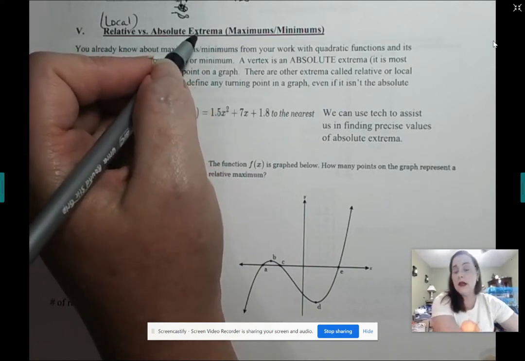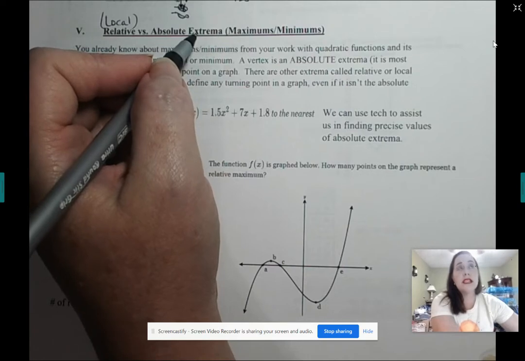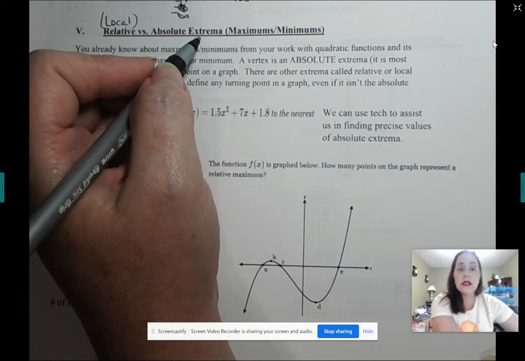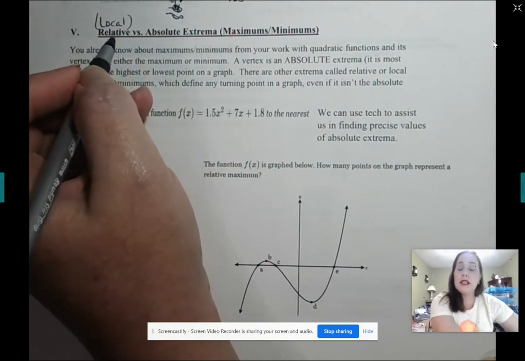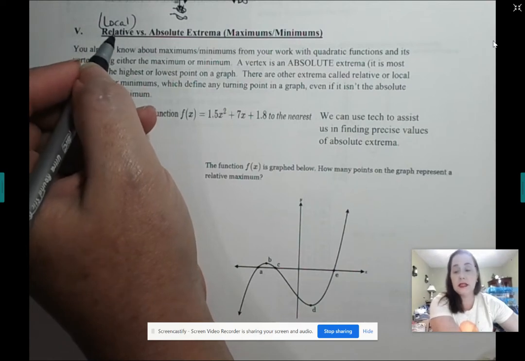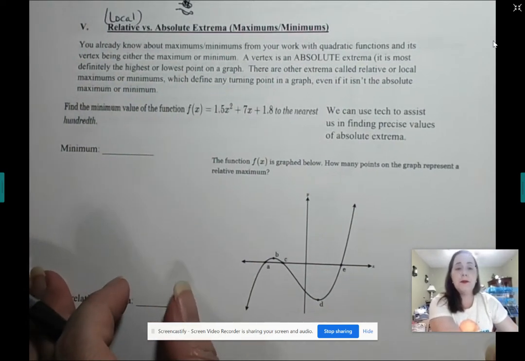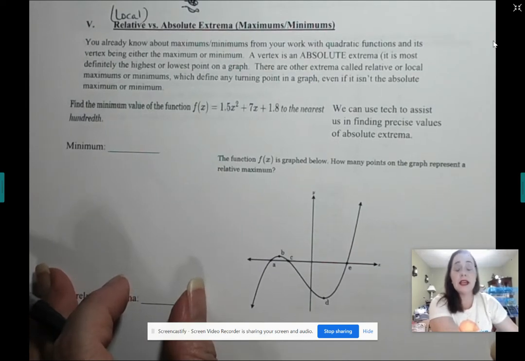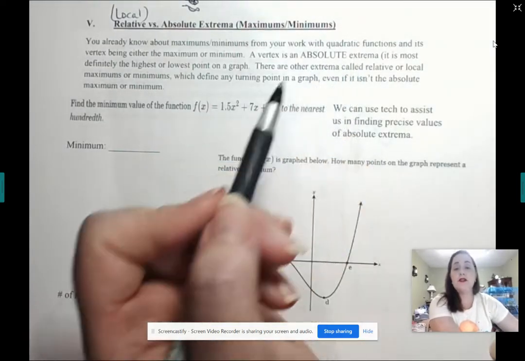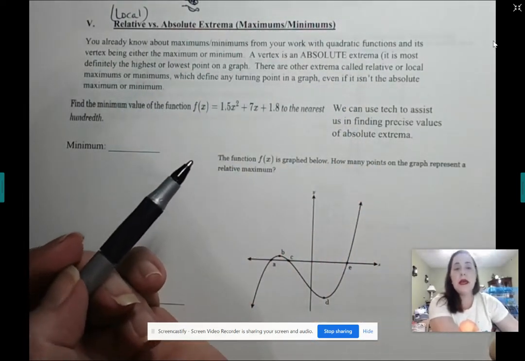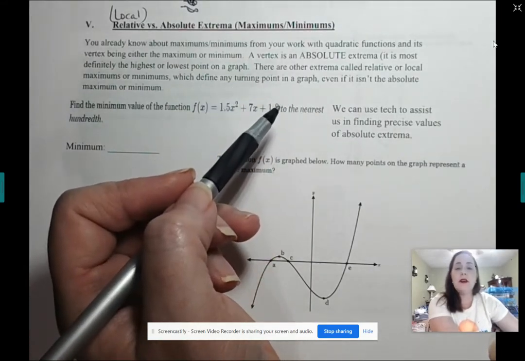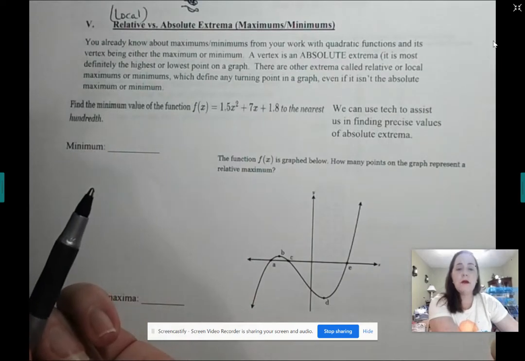A quadratic does. A quartic does. Any of our even powered functions will. Our absolute value does. But if it's not one of those, it's going to have local maximums and minimums, also known as relative maximums or minimums. So a vertex, like an absolute value vertex or a quadratic, that is definitely an absolute extrema, either a maximum or a minimum. Any turning point in a graph that isn't one of those is called a local or relative. So a couple of things we're going to do.